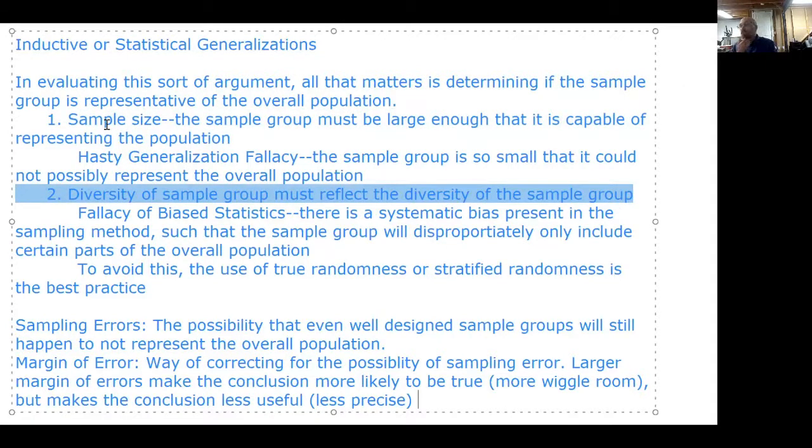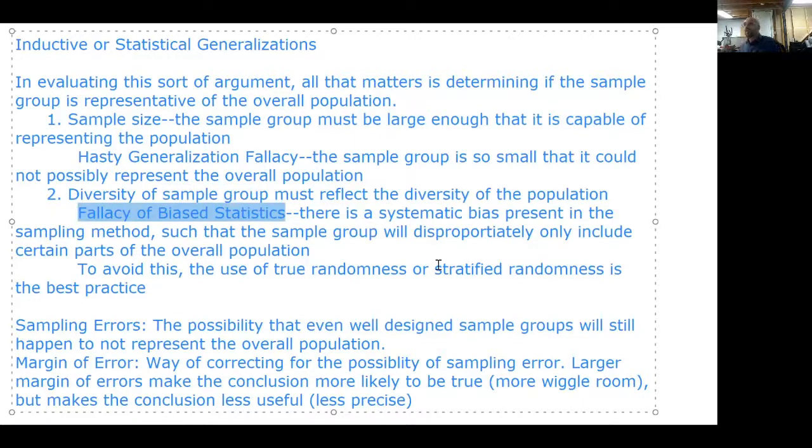The diversity that's present in the sample group has to reflect the same diversity that's present in the population. So the sample group must do a good job of having, for example, the relevant demographic data. If it's an opinion poll about Americans, it has to reflect the demographic diversity that's present within the American population writ large. If you fail to do this, if you don't design your sample group properly, what you'll end up with is the fallacy of biased statistics.